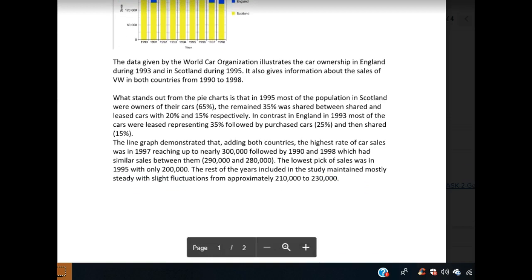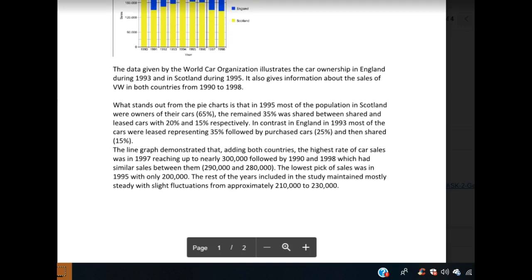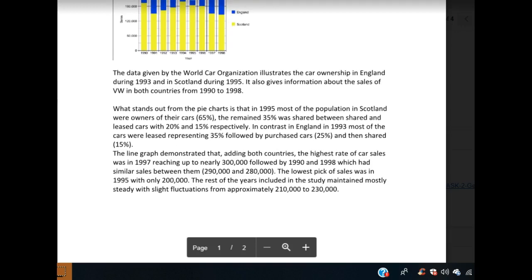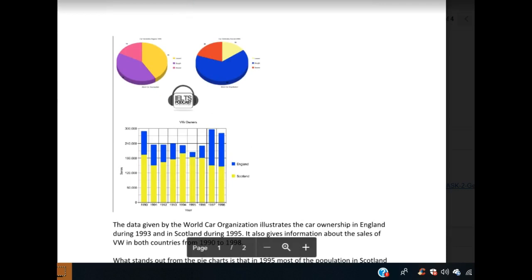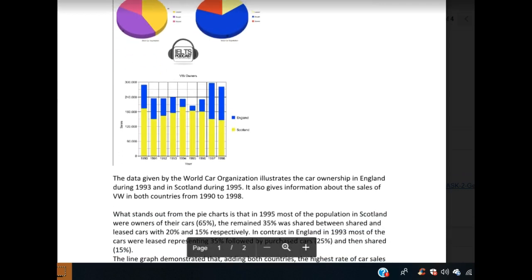Okay, the data given by the World Car Organization illustrates the car ownership in England during 1993 and in Scotland during 1995. It also gives information about the sales of VW in both countries. Okay, from 1990 to 1998.